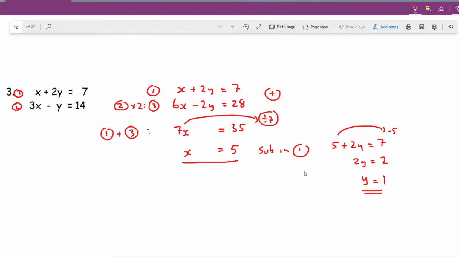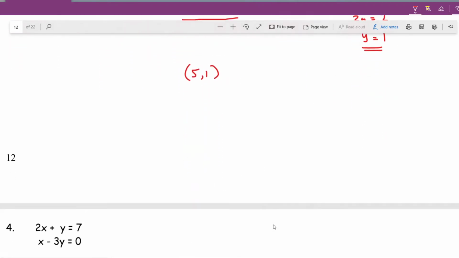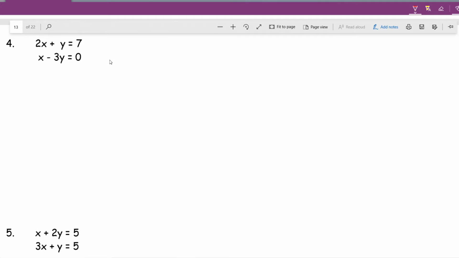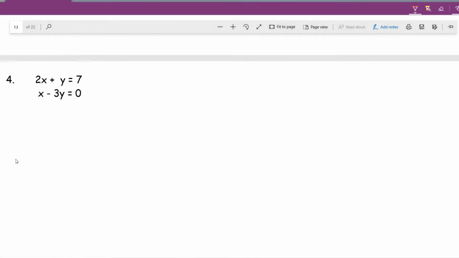So you've got x equals 5 and y equals 1. Again, if I want to write it as a coordinate, that will be 5, 1 is where the two lines intersect. Okay, let's have a go at question 4. You can pause it, have a go, or you can carry on playing.